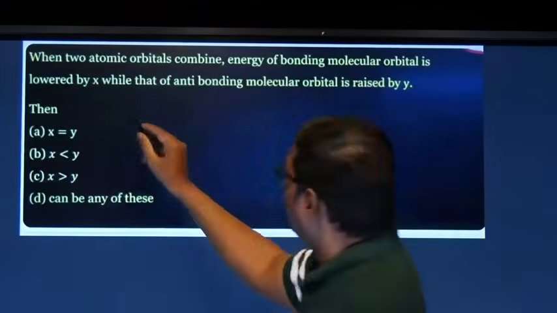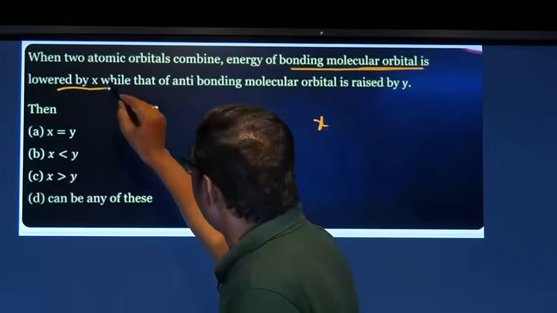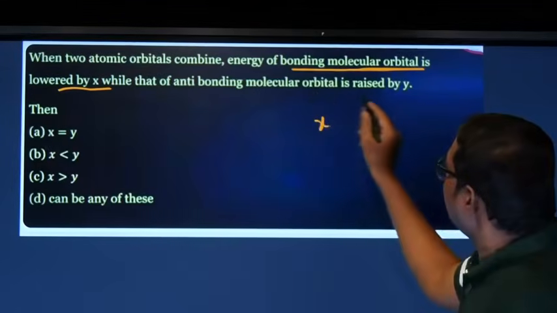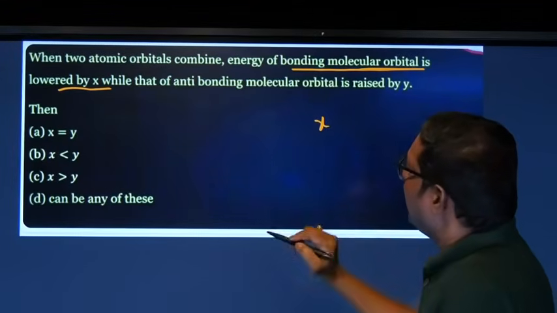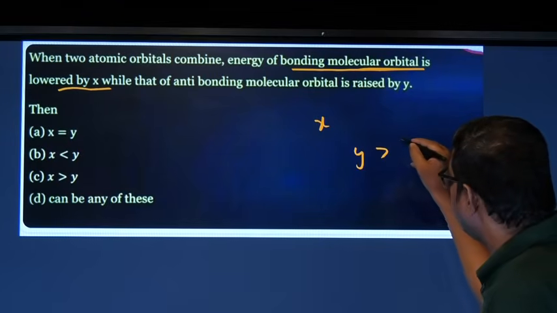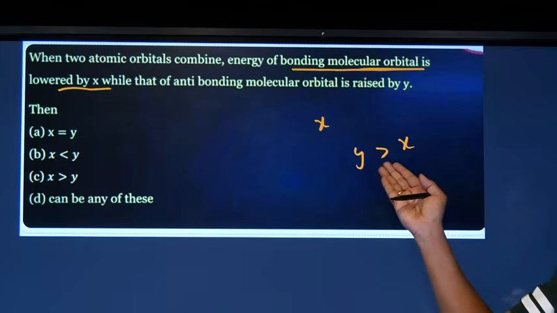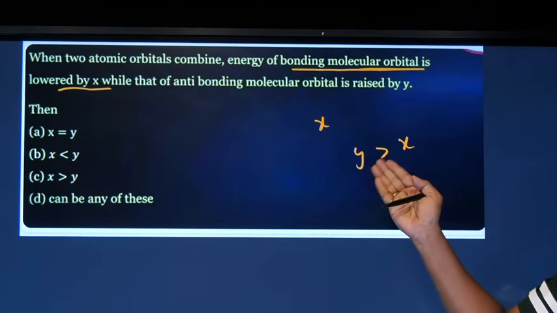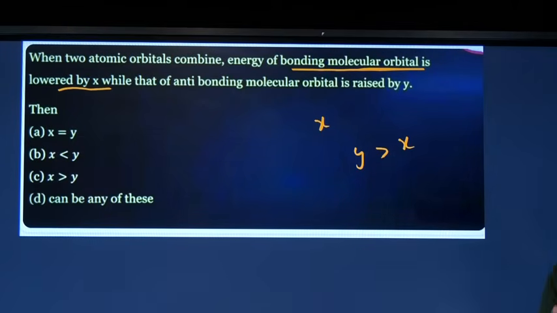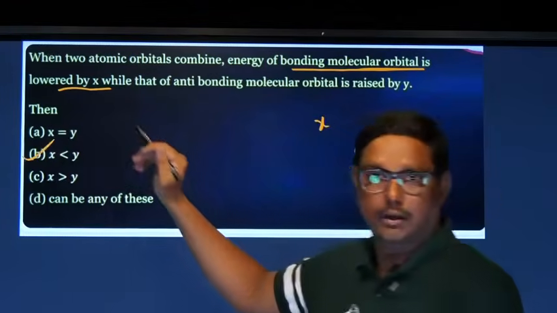Here, X is the bonding orbital, lowered by x. That means for the anti-bonding orbital, Y has maximum energy compared to X. As per energy, the anti-bonding orbital has a high amount of energy compared to bonding. As per stability, bonding orbitals are more stable than anti-bonding. So the correct option should be Y greater than X, the second option.